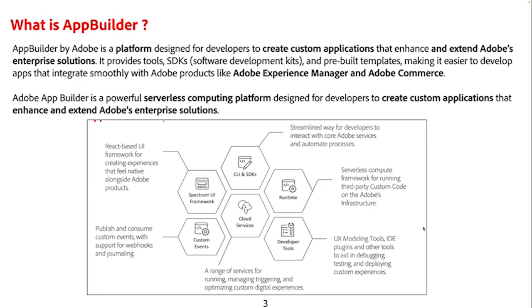App Builder has multiple components. App Builder runs on a serverless computing framework. Using App Builder, we can build front-end single-page apps, or we can build microservice and back-end components. App Builder has developer tools. It has CLI commands, which allow us to build, deploy, and compile the source code. It also has the SDKs, which provide easy access to Adobe's different products. And this entire thing runs on a serverless computing platform. So this is all about App Builder.